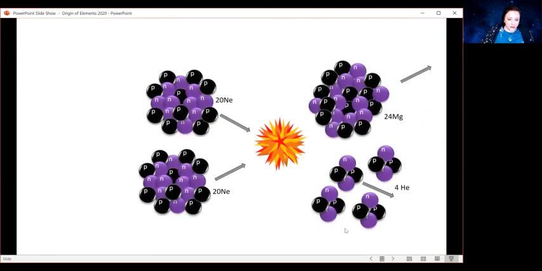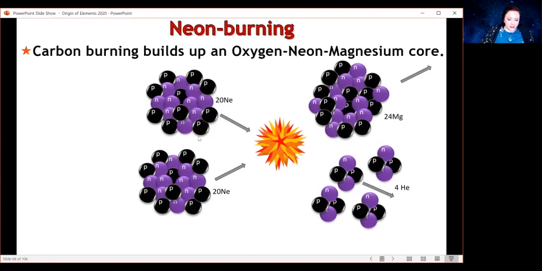Okay, so now we've made a bunch of neon. Now we're going to stick neons together. And so there are lots of different things that we can make. But basically, as we're sticking neons together, we're going to make magnesium.